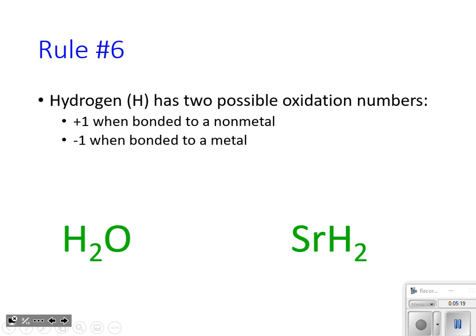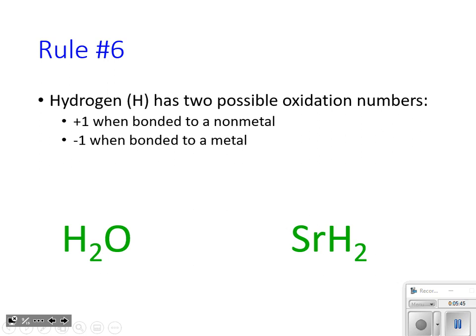Rule number 6 says that hydrogen has 2 possible oxidation numbers. It can either be +1 or -1. Well, how do we tell? Well, when it is bonded with a nonmetal, it is +1. When hydrogen is bonded with a metal, it is -1.